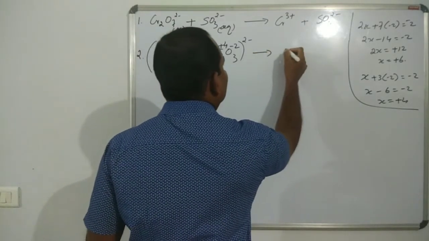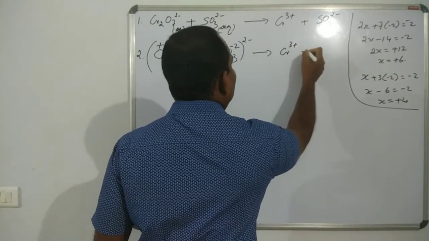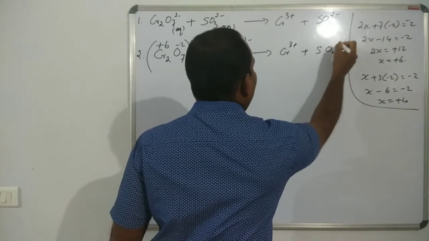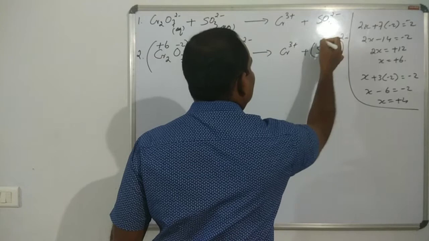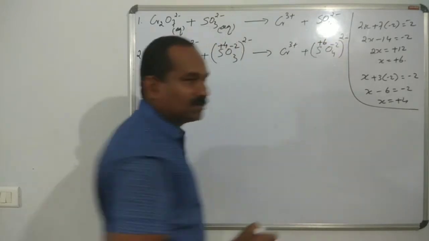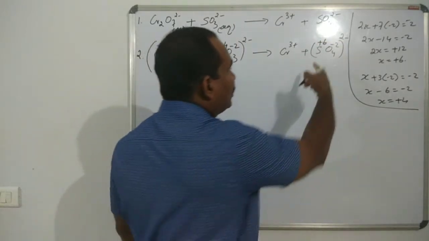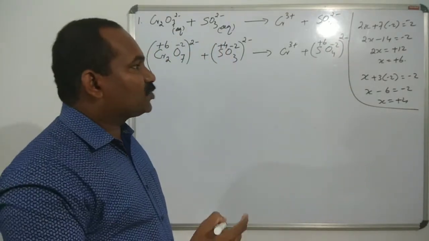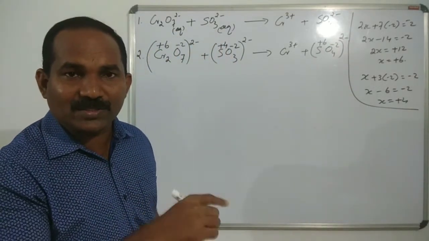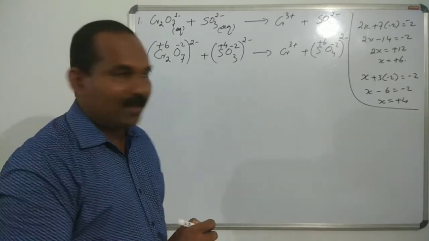That gives Cr3+, SO4 2-. Here oxygen is minus 2, and this sulfur is plus 6. Same pattern. X plus 4 into minus 2 is equal to minus 2. X minus 8 is equal to minus 2. X is equal to plus 6.